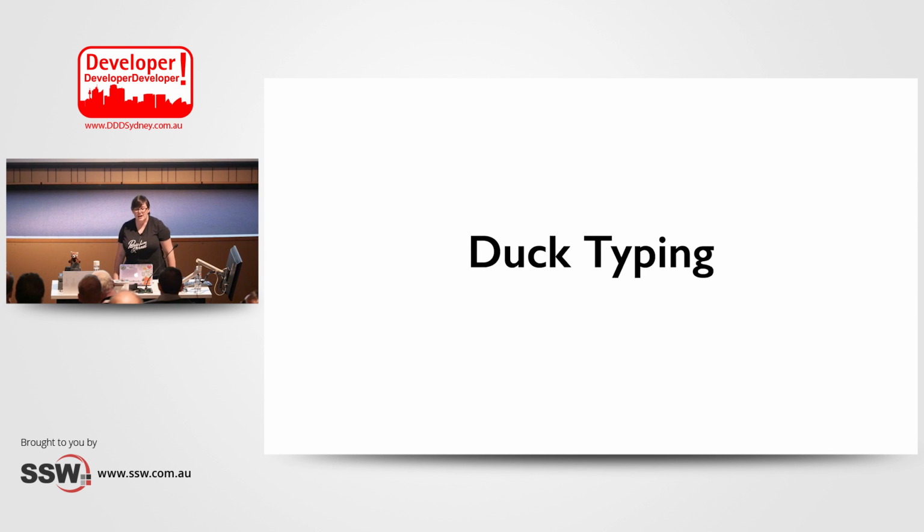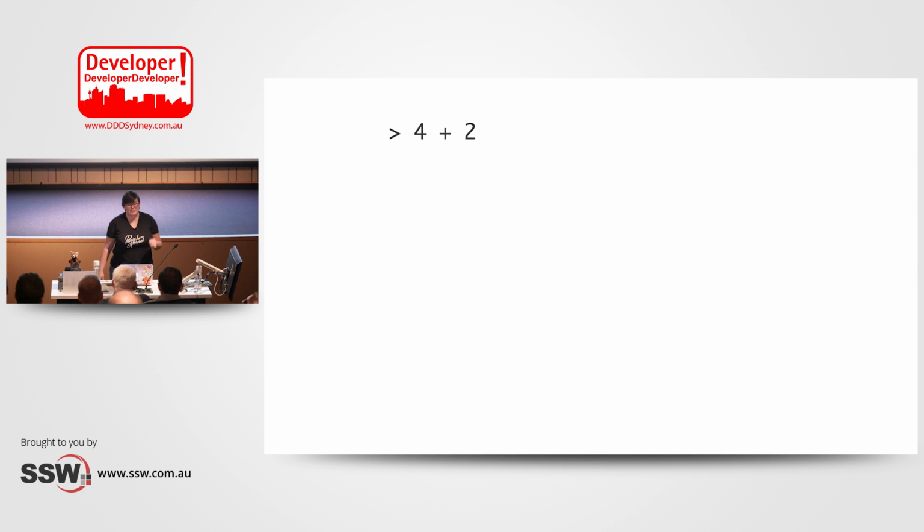Duck typing. If you don't know what duck typing is, if it looks like a duck and if it sounds like a duck and it walks like a duck, it's probably a duck. Because in JavaScript, haha, JavaScript is fun. So, first example of audience participation. What is 4 plus 2? 6, wonderful. What is 4 minus 2? 2, yay. What is the string 4 minus 2?